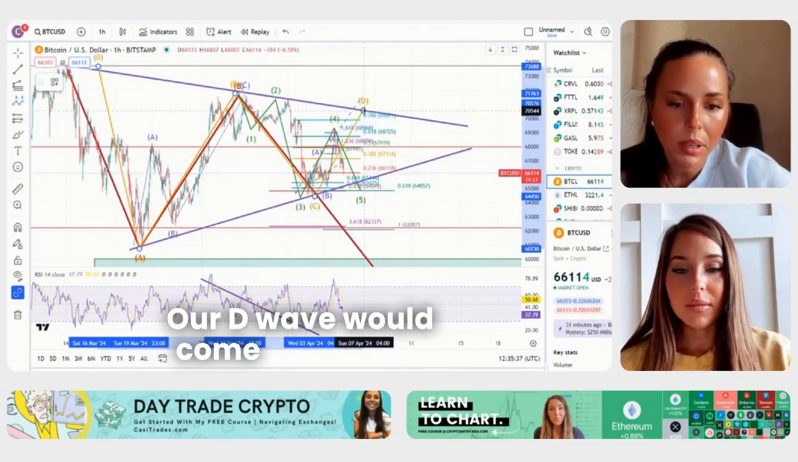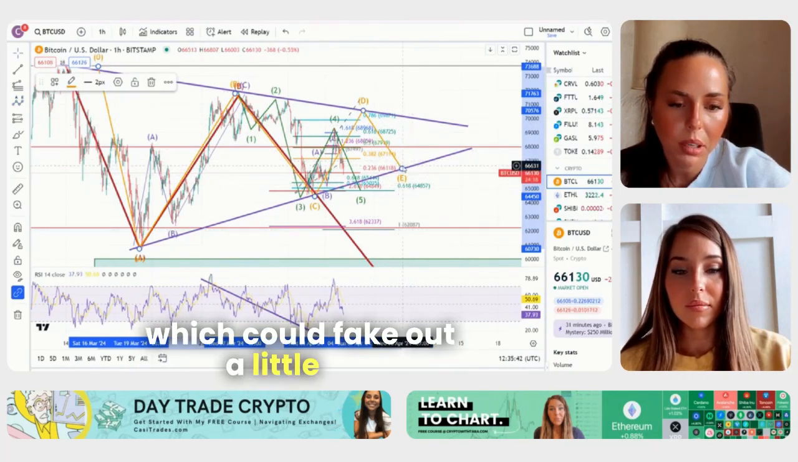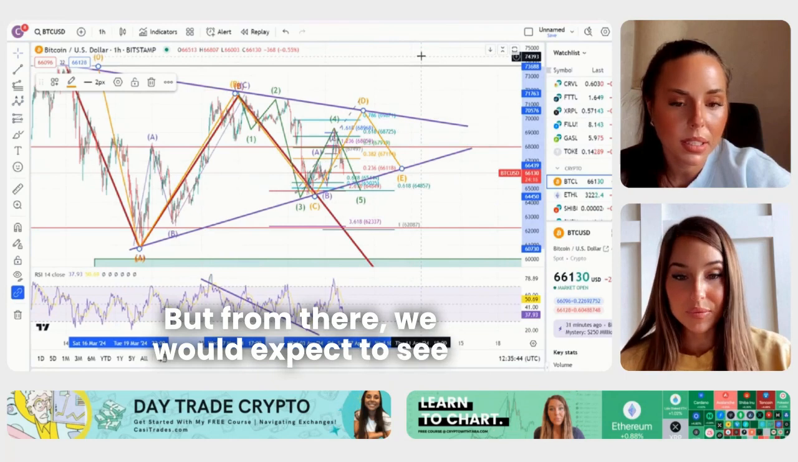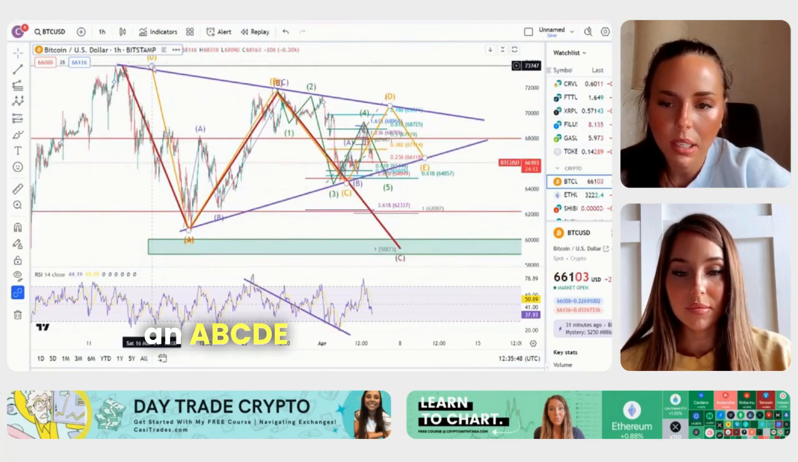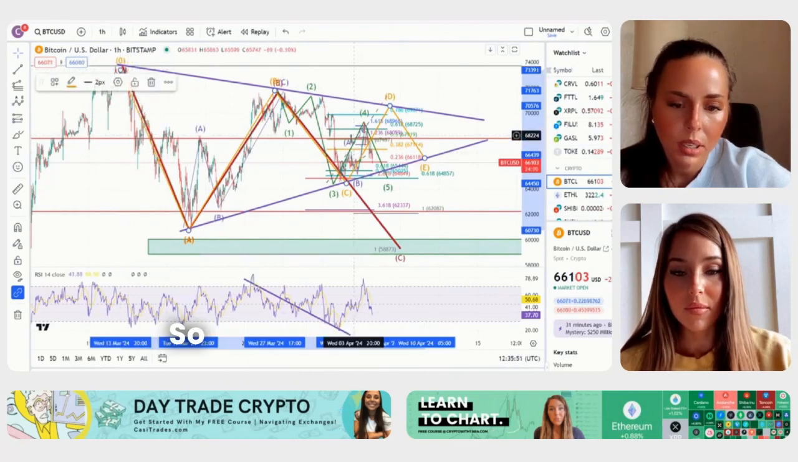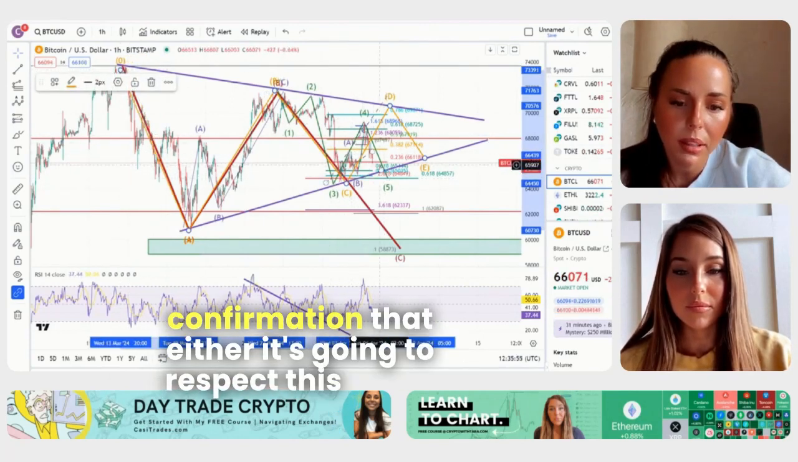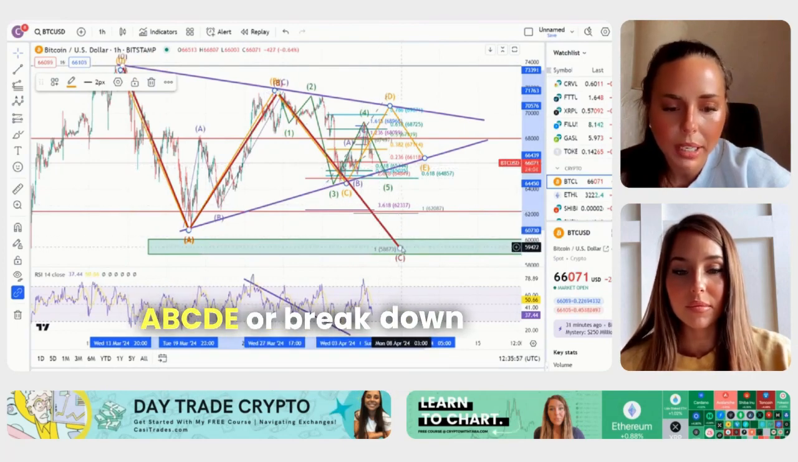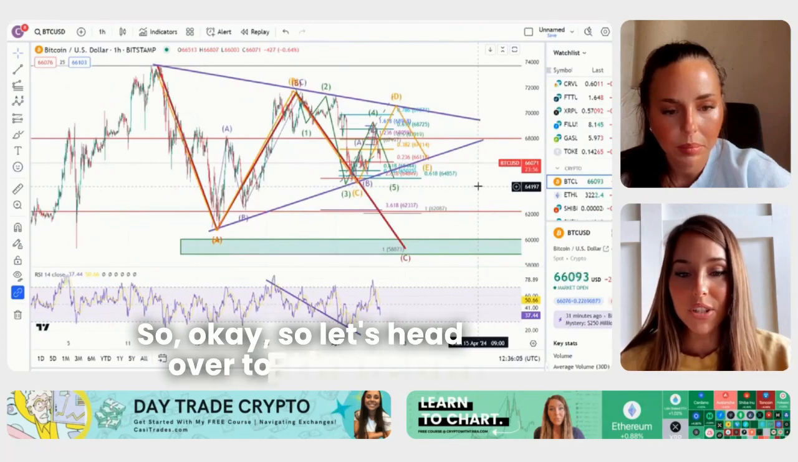Our D wave would come back up to touch, and then we'd have an E wave down here, which could fake out a little bit, but from there we would expect to see the new high. So this is in general how an ABCDE would look like. So we are in the C wave, and we need confirmation that either it's going to respect this for an ABCDE or break down for our true ABC. Okay, so let's head over to Ethereum.